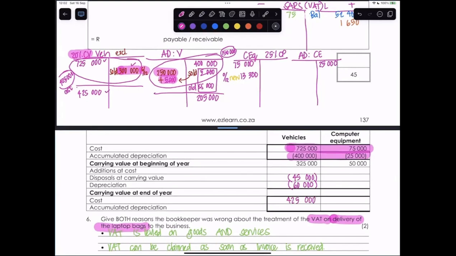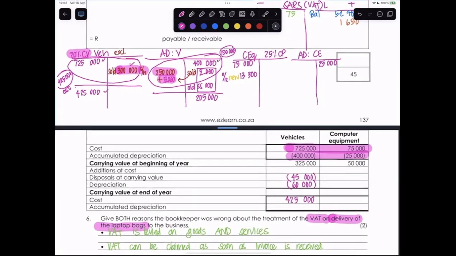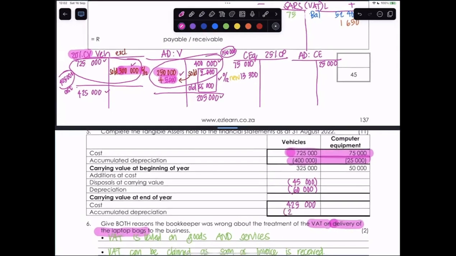The accumulated depreciation, the 400,000 at the top is already entered. We've already done the disposal. We've shown all of that as the depreciation. And now we show the 205,000 as the ACDEP at the bottom.